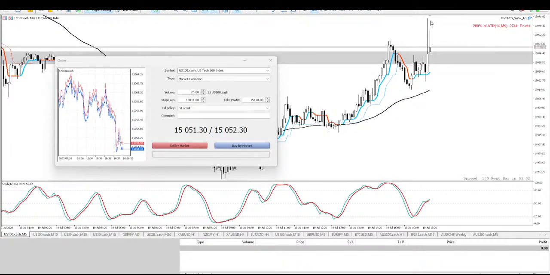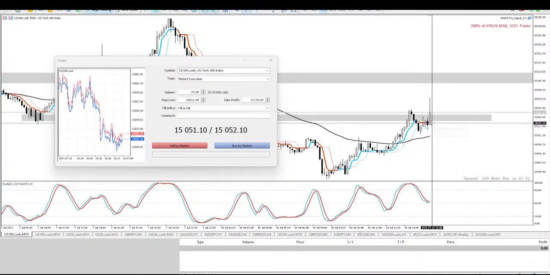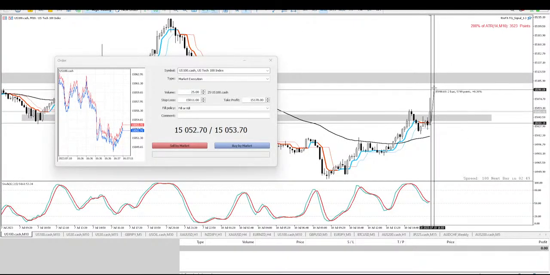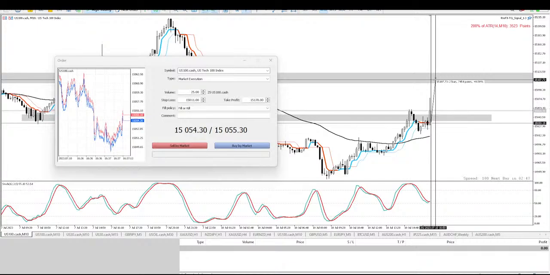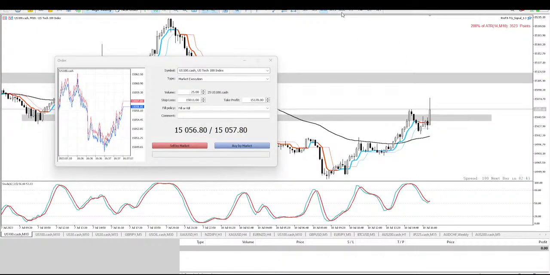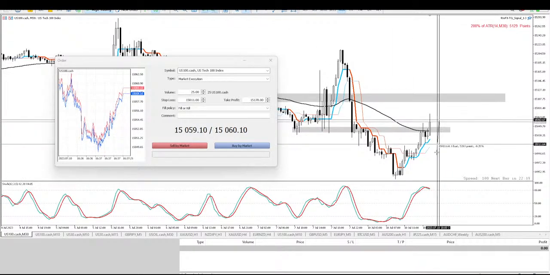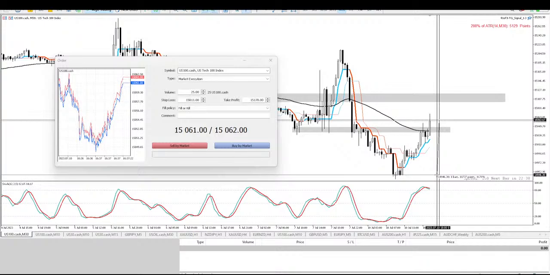Okay, now if we do get a rejection and a break below, I may be looking for that short from this area. And if we do go short, stop loss is going to be around this area here. I'll be targeting, I'll probably see it this low for now.